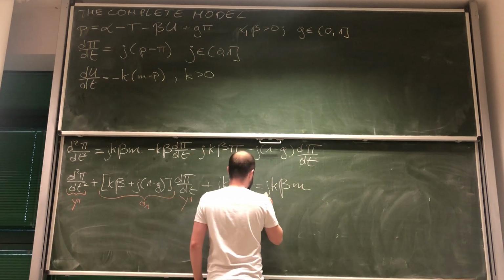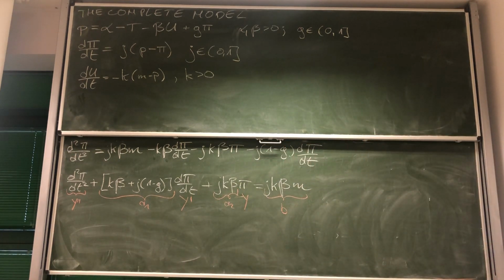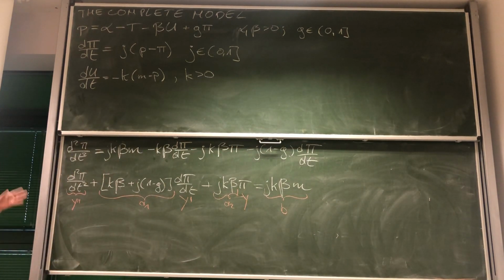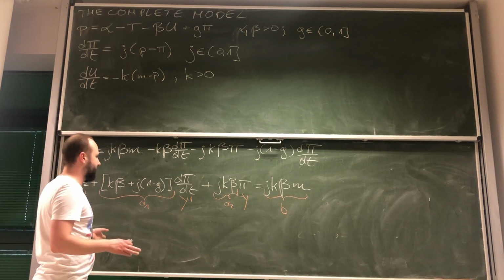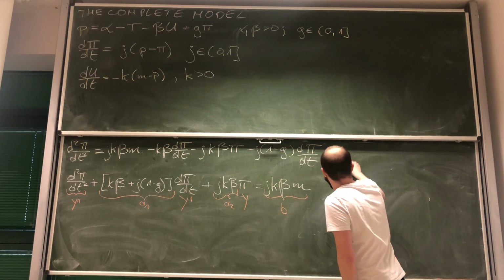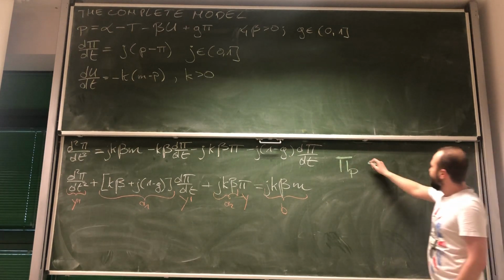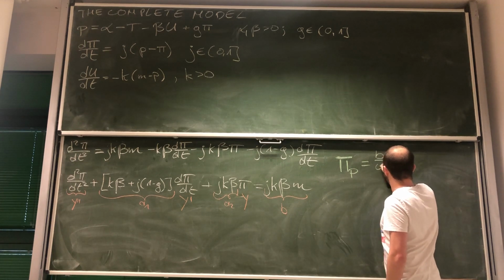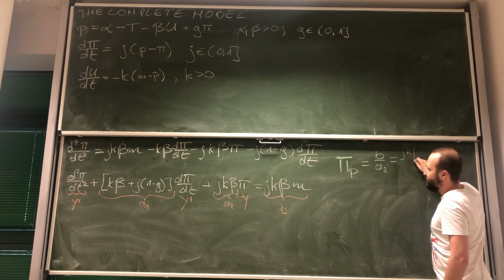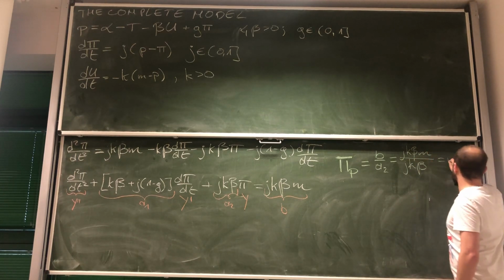This is our y, and this is our b. Okay, so I hope you now see that solving it is not going to be that problematic. First thing we do, if we want to solve it, is to find the particular integral. So our equilibrium solution, right? This is b over a2, right? So we got that this is jkβm over jkβ, which is equal to m.